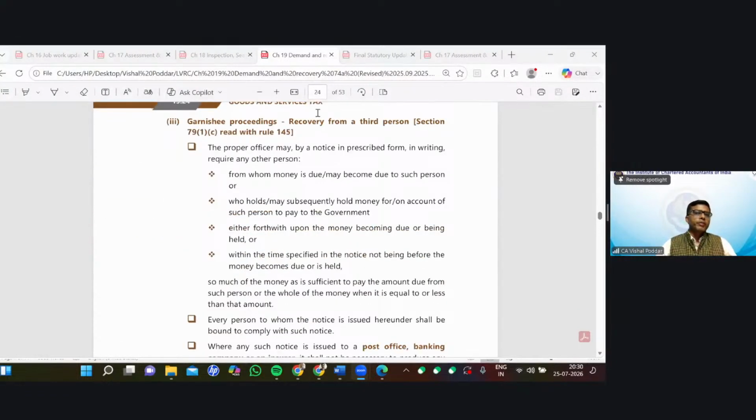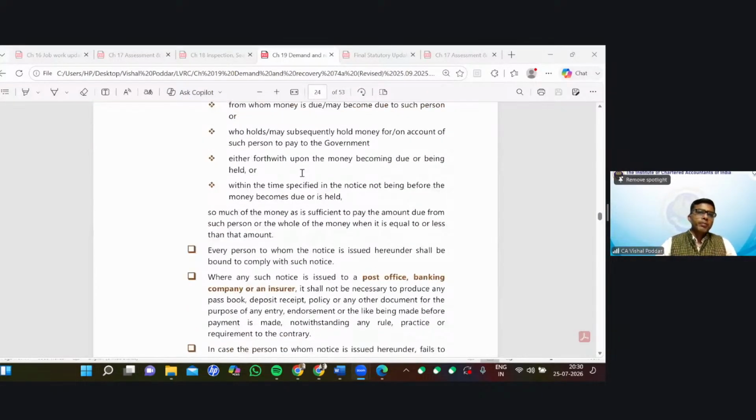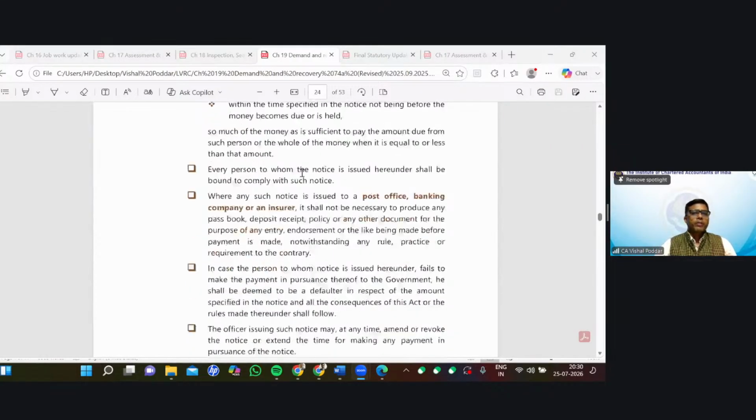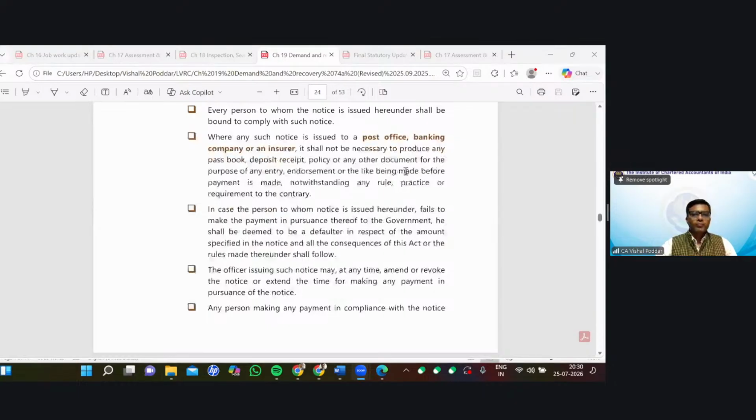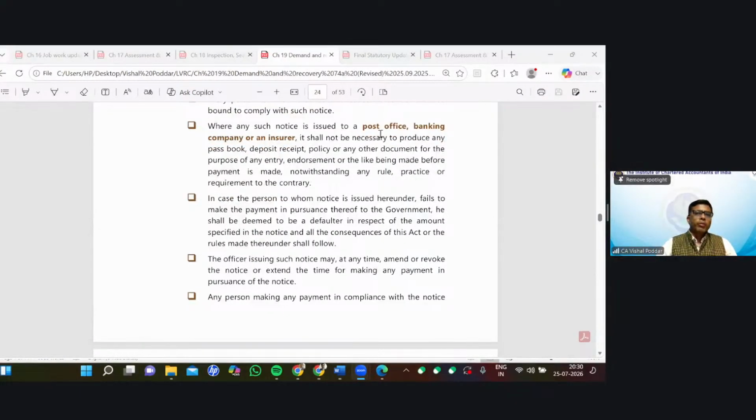Next is garnishee, where recovery is done from a third person, where some other person is owing money to you. So it may include your debtors, and those people with whom you have kept some deposit or something, and they owe that money to you. The government can issue a notice to them and ask them to pay the money directly to the government instead of paying it to you. Where such a notice is issued to a post office, banking company or insurance company, it shall not be necessary to produce any passbook, deposit receipt, etc.